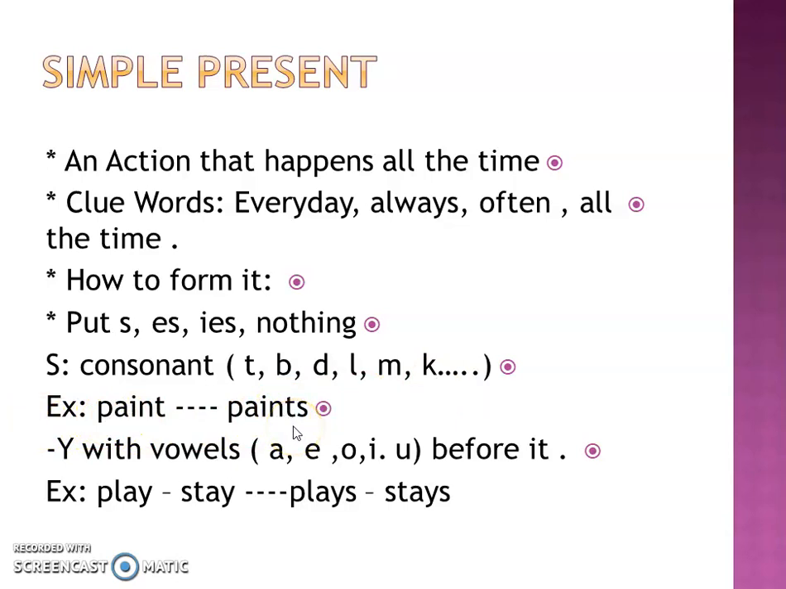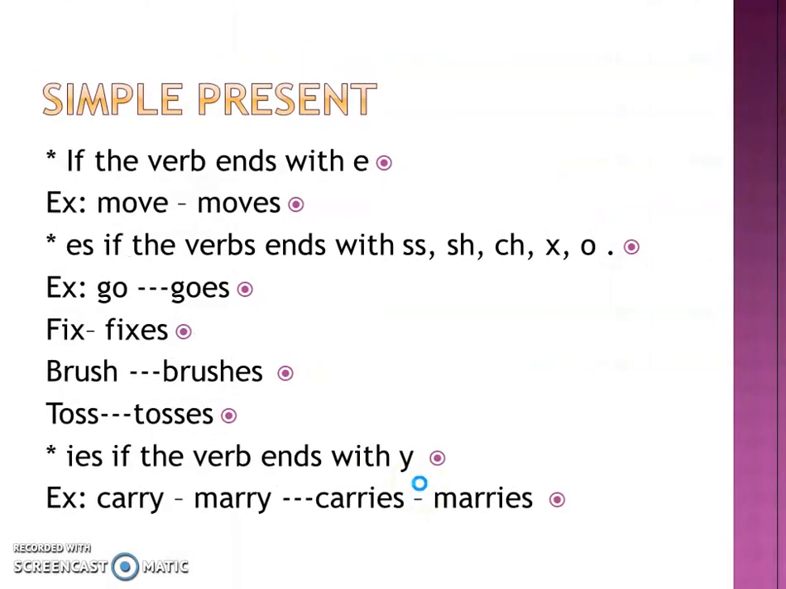Also, you put S if your verb ends with Y and before this Y there is a vowel like A, E, O, I, U. So if you have a vowel, and after this vowel a Y, then you put S, like play or stay. You say plays, stays. We don't cross the Y, we just put S. Also, we put S if our verb ends with E, like move, moves.